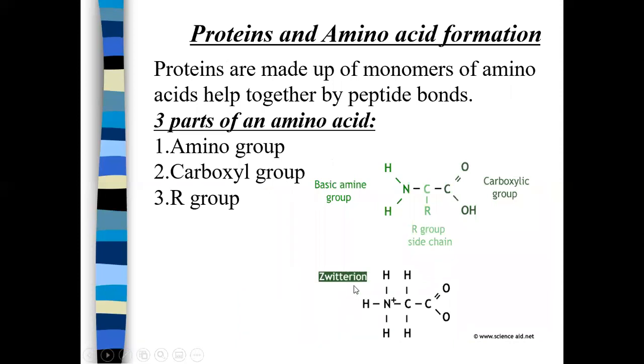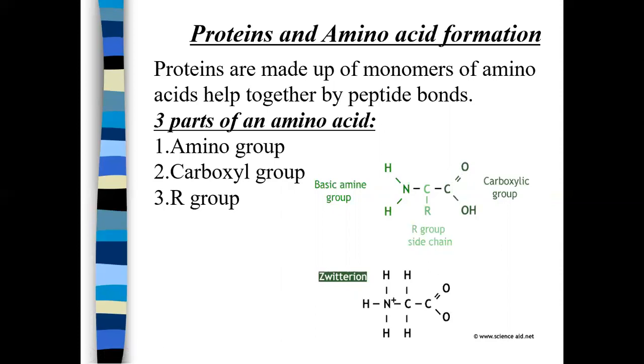In zwitterion, I forgot to mention that the lone pair on this nitrogen atom will be donated to this hydrogen, to this proton, because there is resonance between C double bond O and this O. So a zwitterion is an ion.